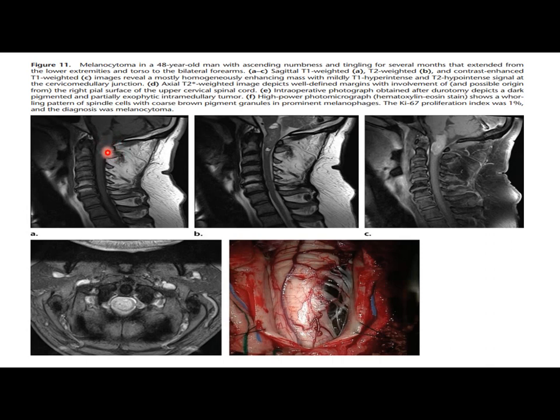Now, this is a very rare tumor, by the way. And on T2 it's just a mass with some cystic component showing some post-contrast enhancement. And you can see it's within the spinal cord, it's intramedullary. And on the operative section, you can see it's black in color. Why is it black? Because it contains melanin.